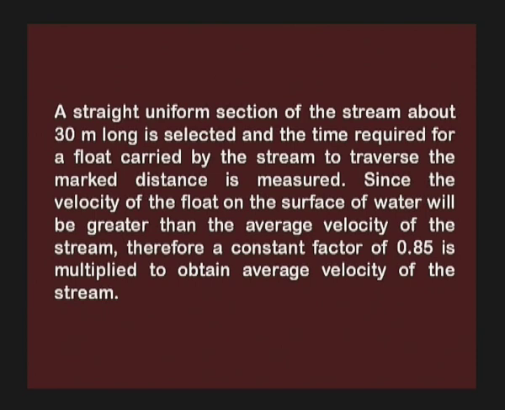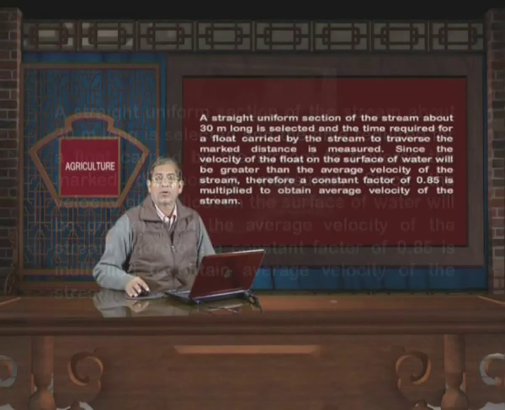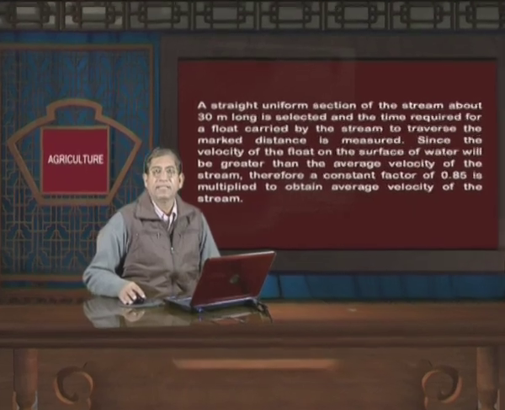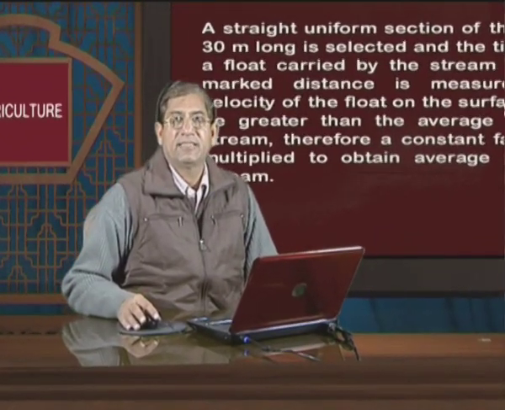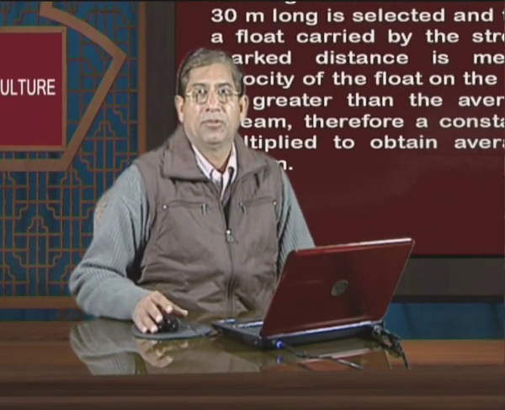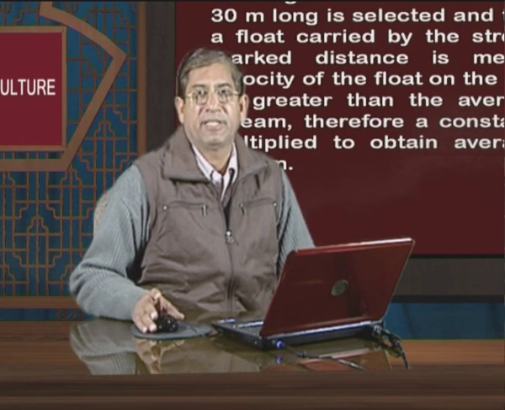Since the velocity of the float on the surface of water will be greater than the average velocity of the stream, a constant factor of 0.85 is multiplied to obtain the average velocity of the stream. A piece of wood or a half-filled long neck bottle is used as float. It is kept in mind that the channel used for measurement of the velocity by the float method should be straight.